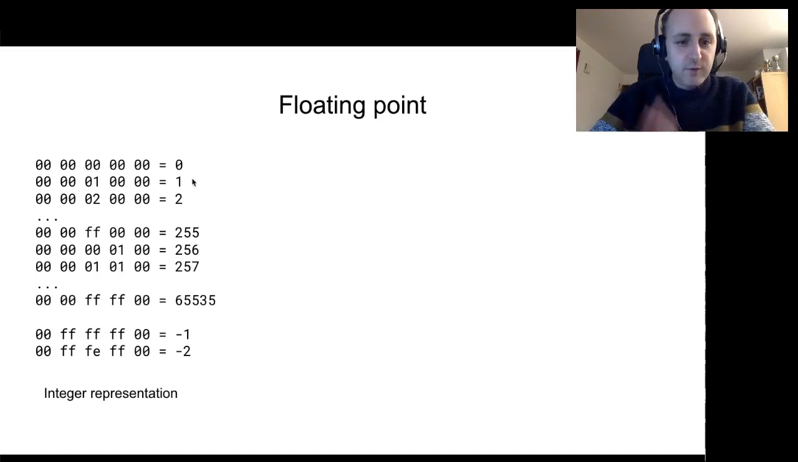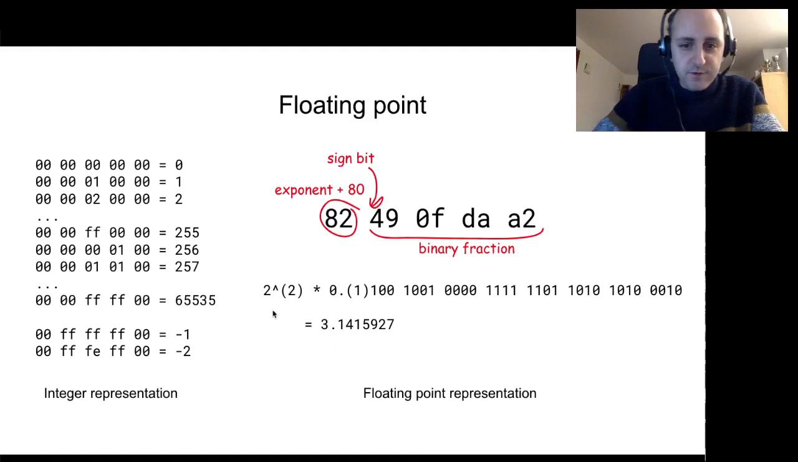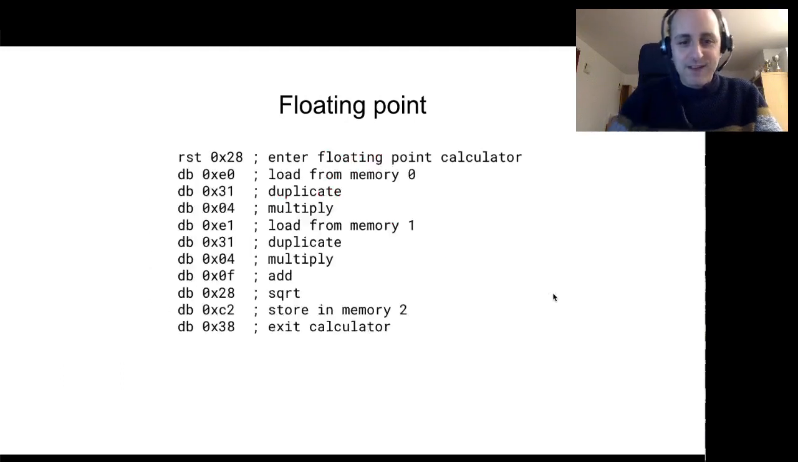There's actually 2 representations, one for small integers, which begins with a 0 and looks like this, just your standard representation, and then you've got the actual floating point representation where you've got 1 byte for the exponent, 1 bit for the sign, and then the rest as a binary fraction. So the Spectrum ROM actually has its own mini stack-based virtual machine that you enter with this RST 28 instruction, followed by this bytecode.